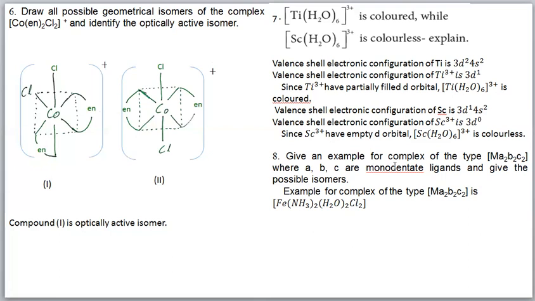Give an example for a complex of the type Ma2b2c2, where a, b, c are monodentate ligands, and give the possible isomerism. An example of a complex of the type Ma2b2c2 is [Fe(NH3)2(H2O)2Cl2]. It is a ferrous complex, Fe2+. The complex has no charge, and the 2 Cl give 2 minus charge, so the Fe charge is +2.